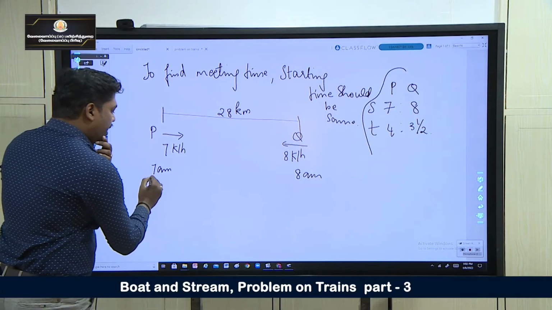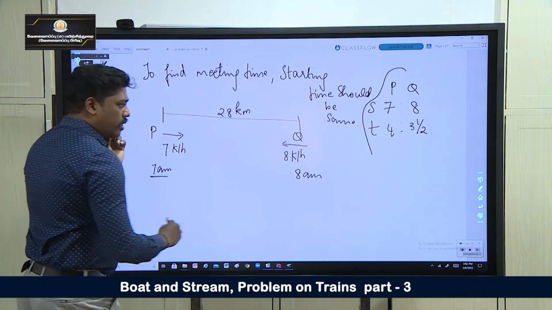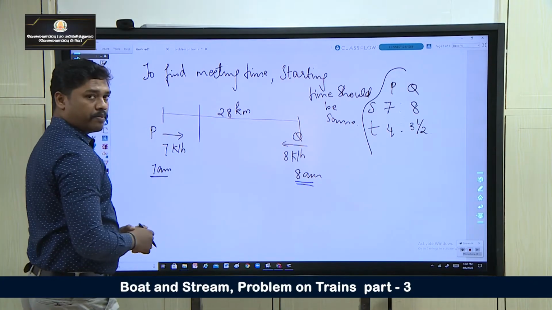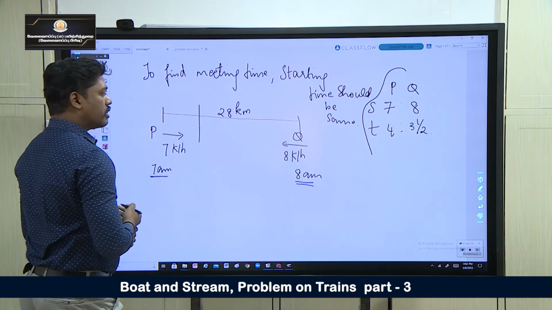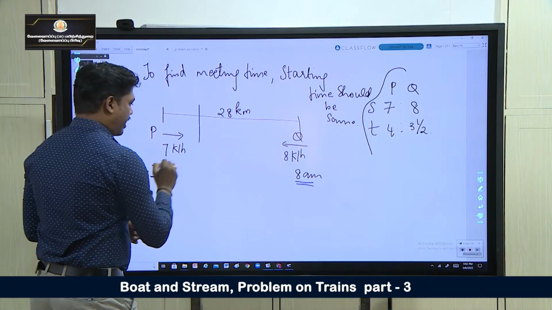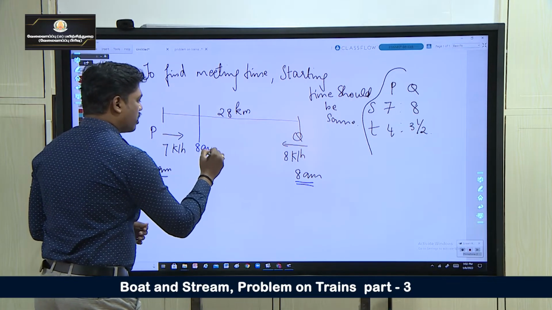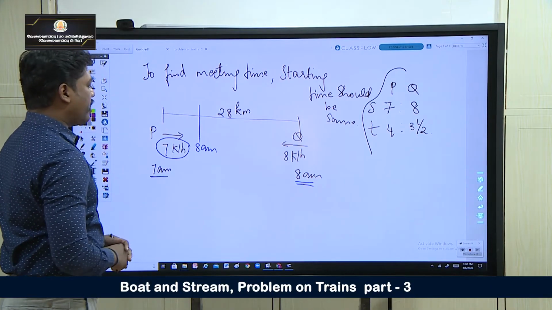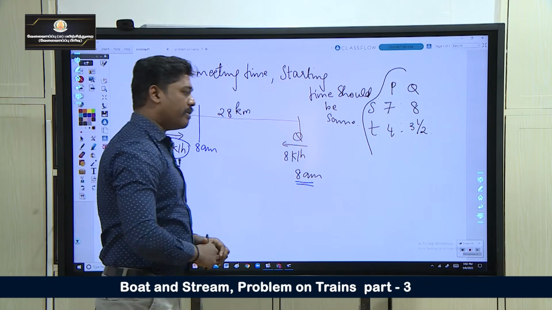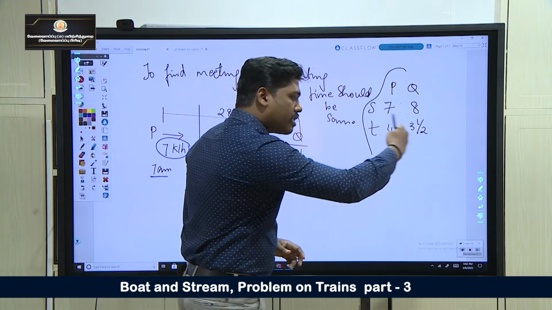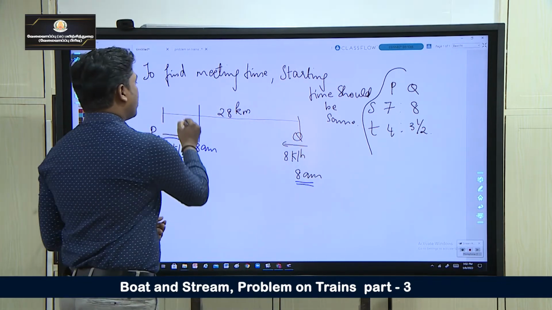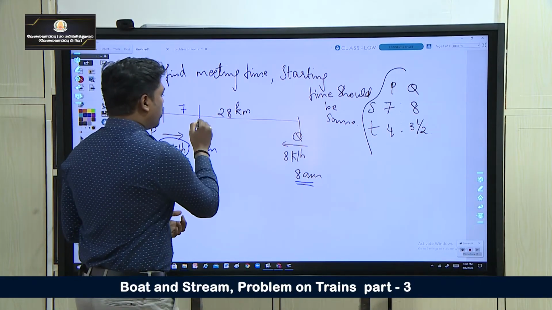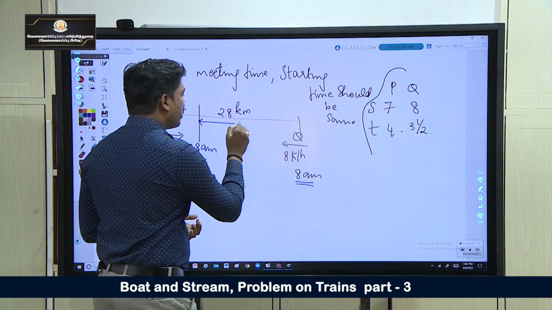So here P starts at 7 a.m., Q starts at 8 a.m. So at 8 a.m., where would P be? You check here, from 7 a.m. to 8 a.m. P is moving at a speed of 7 kilometer per hour, which means in 1 hour it travels 7 kilometer. So here it has traveled 7 kilometer. Okay. So now what is the remaining distance between P and Q?